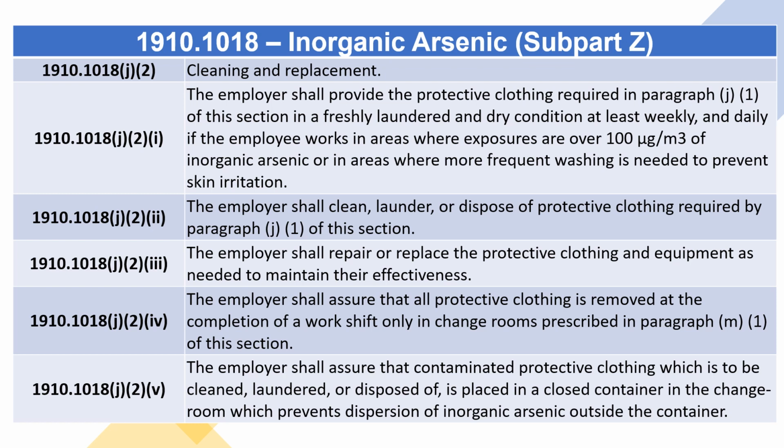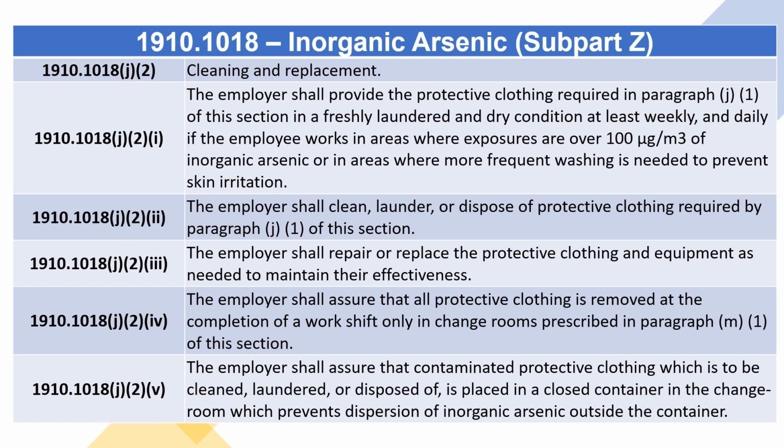1910.1018 J2, cleaning and replacement. 1910.1018 J2 I through J2 7: the employer shall provide the protective clothing required in paragraph J1 of this section in a freshly laundered and dry condition at least weekly and daily if the employee works in areas where exposures are over 100 micrograms per cubic meter of inorganic arsenic or in areas where more frequent washing is needed to prevent skin irritation.